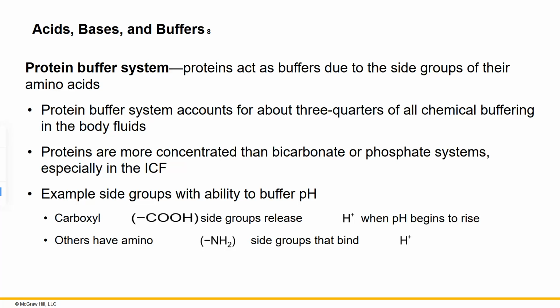Example side groups with the ability to buffer pH: the carboxyl group, COOH, can release hydrogen when the pH begins to rise. Amino groups, NH2, can accept a hydrogen when the pH begins to drop.